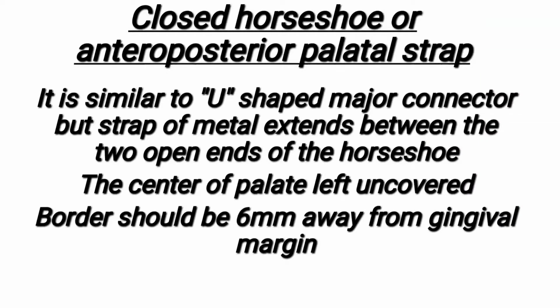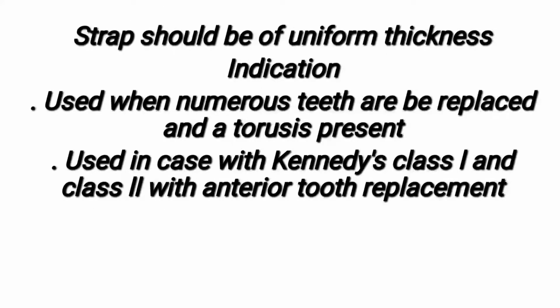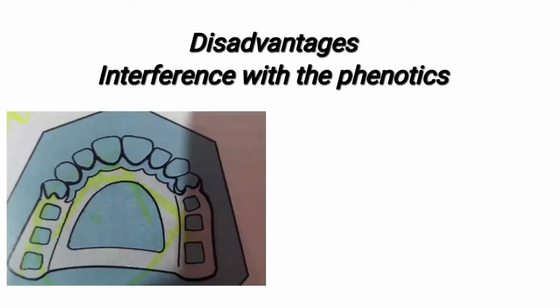Now, closed horseshoe or anterior-posterior palatal strap. It is similar to the U-shaped major connector, but a strap of metal extends between the two open ends of the horseshoe. The center of the palate is left uncovered. The border should be 6 mm away from the gingival margin. The strap should be of uniform thickness. Indication: used when numerous teeth are to be replaced and a torus is present. Used in cases of Kennedy's class 1 and class 2 with anterior tooth replacement. Disadvantage: interference with phonetics.